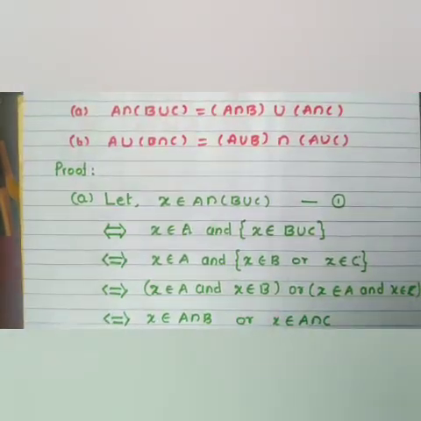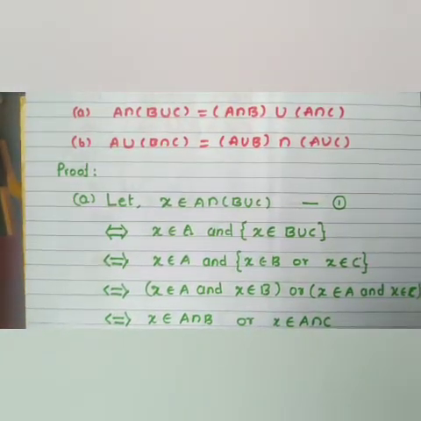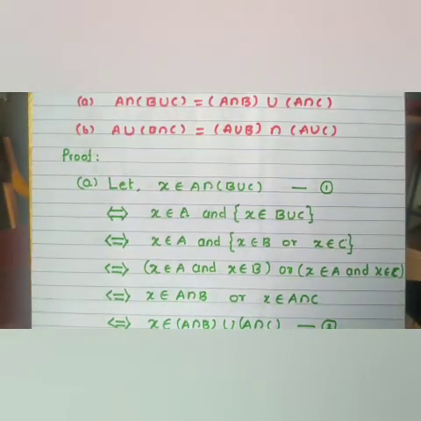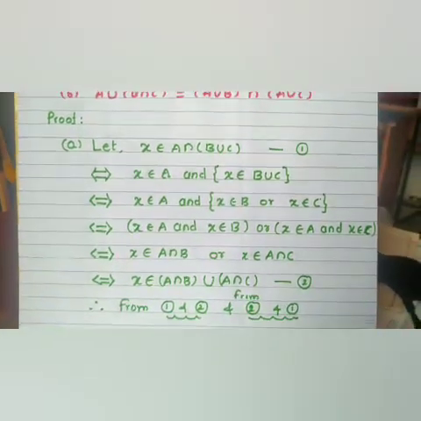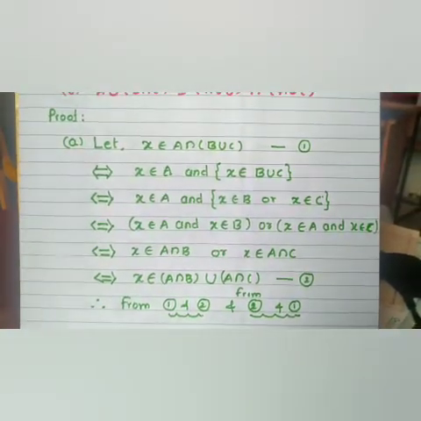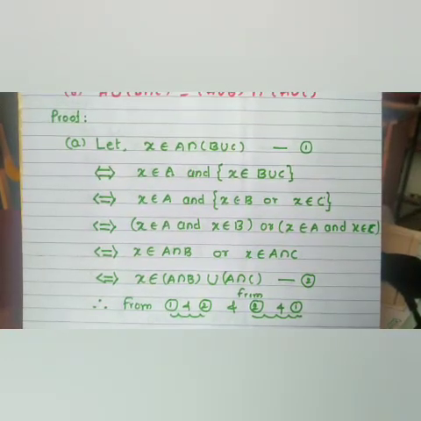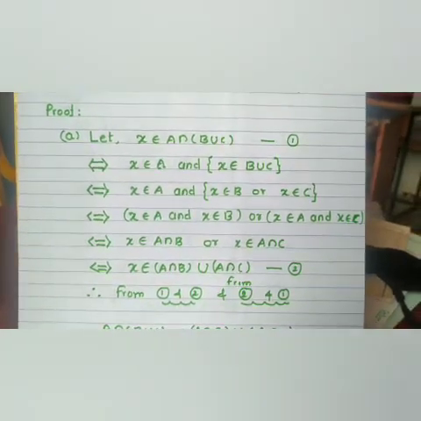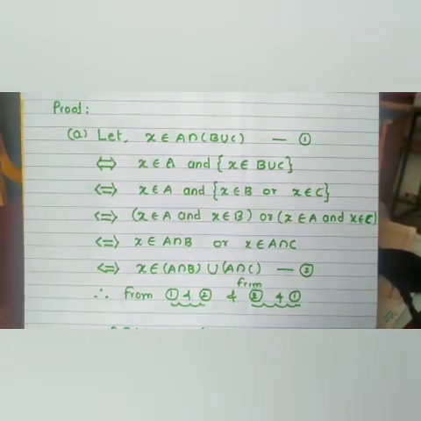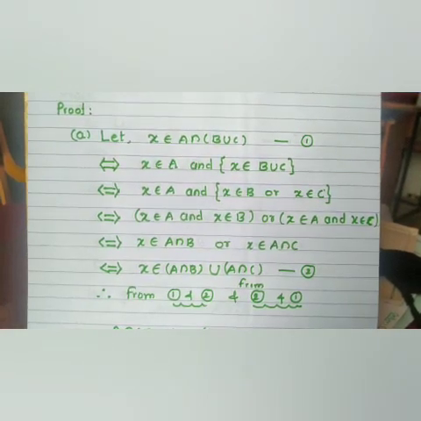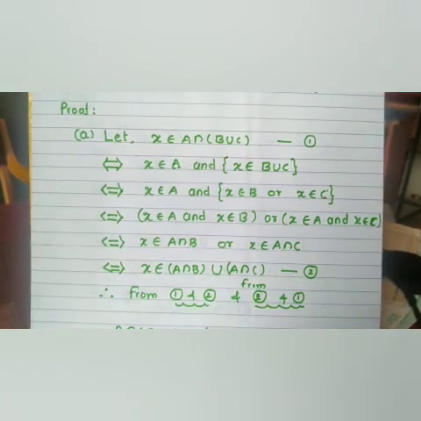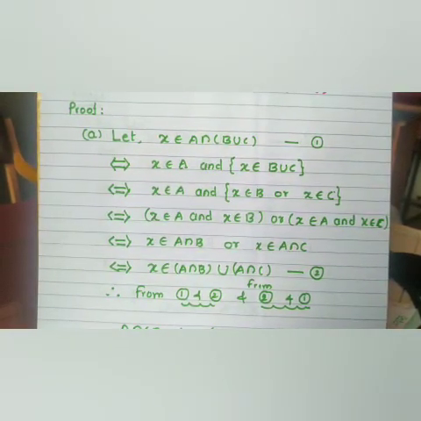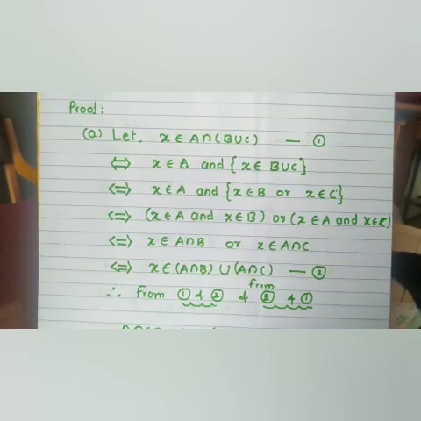To follow the proof, consider X belongs to A intersection of B union C. Wherever it is intersection, I am using the AND. Wherever it is the union, I am using the word OR. X belongs to A and X belongs to B or X belongs to C. Splitting, X belongs to A and X belongs to B is one part, and again X belongs to A and X belongs to C is another part. In symbolic form, it is X belongs to A intersection B or X belongs to A intersection C. Combining these by means of OR union, X belongs to A intersection B union A intersection C.